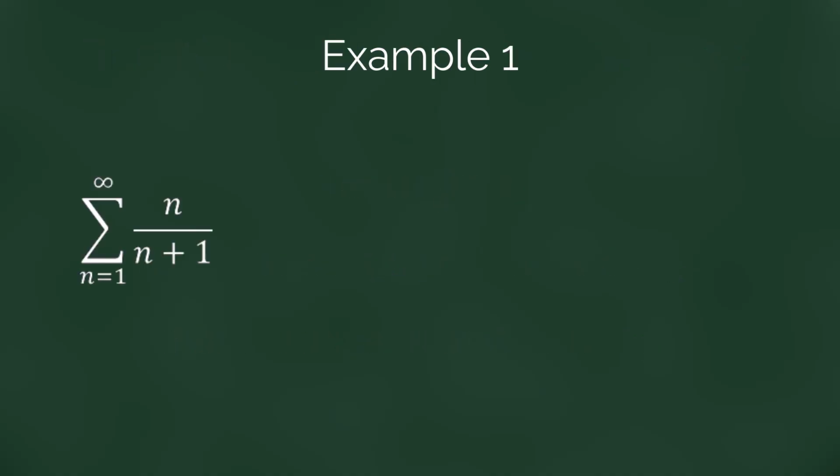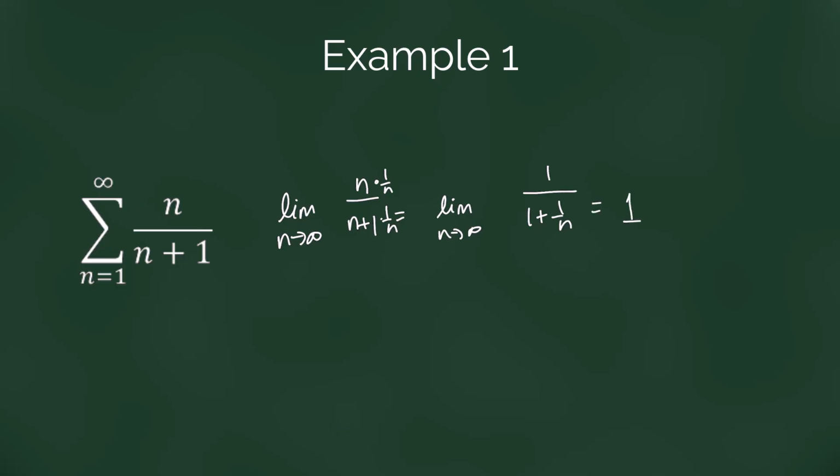In order to explore how this test works, let's examine the series, the sum from n equals 1 to infinity of n over n plus 1. The divergence test tells us we can inspect the limit as n approaches infinity of the corresponding sequence n over n plus 1. Elementary limit techniques tell us if we multiply the top and bottom by 1 over n, we have the limit as n approaches infinity of 1 over 1 plus 1 over n, and that is clearly equal to 1.